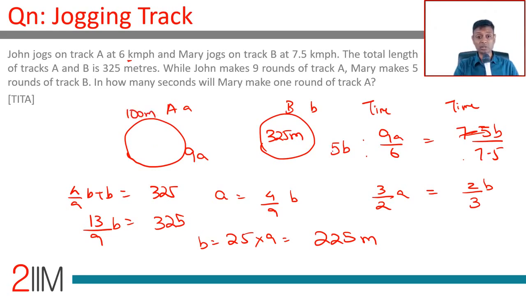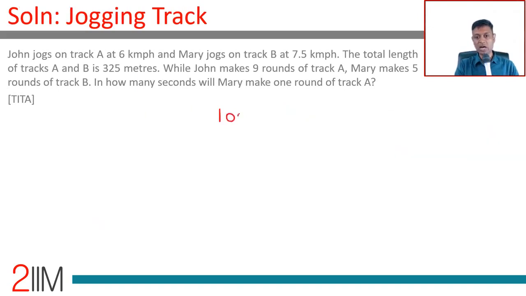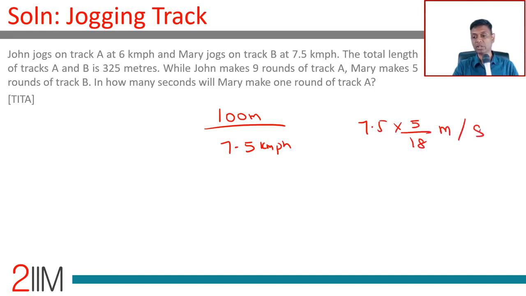In how many seconds will Mary make 1 round of track A? Track A measures 100 meters. Mary jogs at 7.5 kilometers per hour. So 100 meters traveled at the rate of 7.5 kilometers per hour. 7.5 into 5 by 18 meters per second. We're converting kilometers per hour to meters per second. 100 by this is the number of seconds it will take.